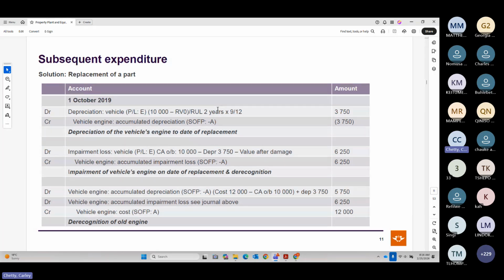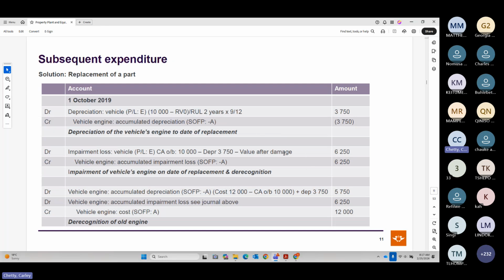And then because the engine was replaced on 1 October 2019, we are going to prorate the depreciation. So we're going to count from January all the way to 1 October. So if you count, that will be 9 months. So we're multiplying by 9 over 12. And that is going to give depreciation of 3,750 Rand relating to the old engine. So we debit depreciation vehicle and we credit vehicle engine accumulated depreciation. So we are simply depreciating the vehicle's engine up to the date of replacement.